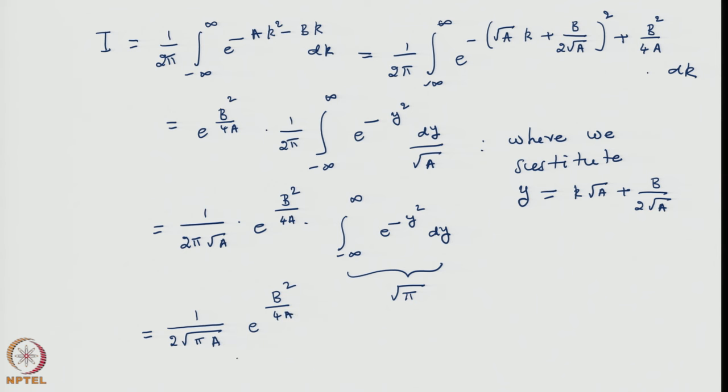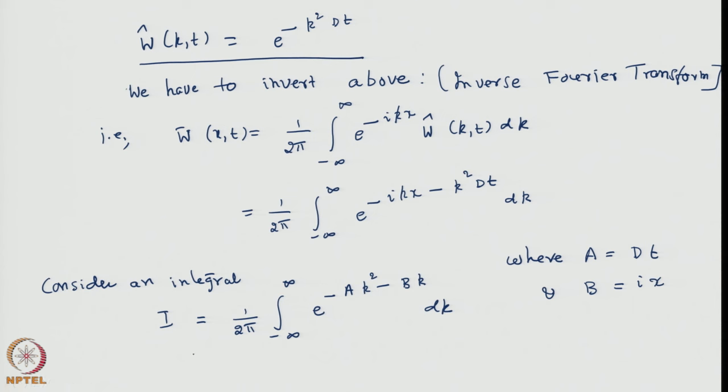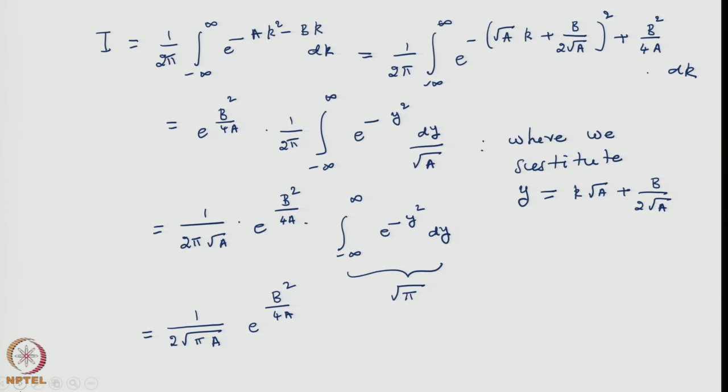If we go back and substitute a and b here, b square interestingly has i x, so b square is going to be simply minus x square, and root a is going to be root dt. So, we complete it here, which is equal to 1 by 2 square root of pi dt, e to the power minus x square by 4 dt.